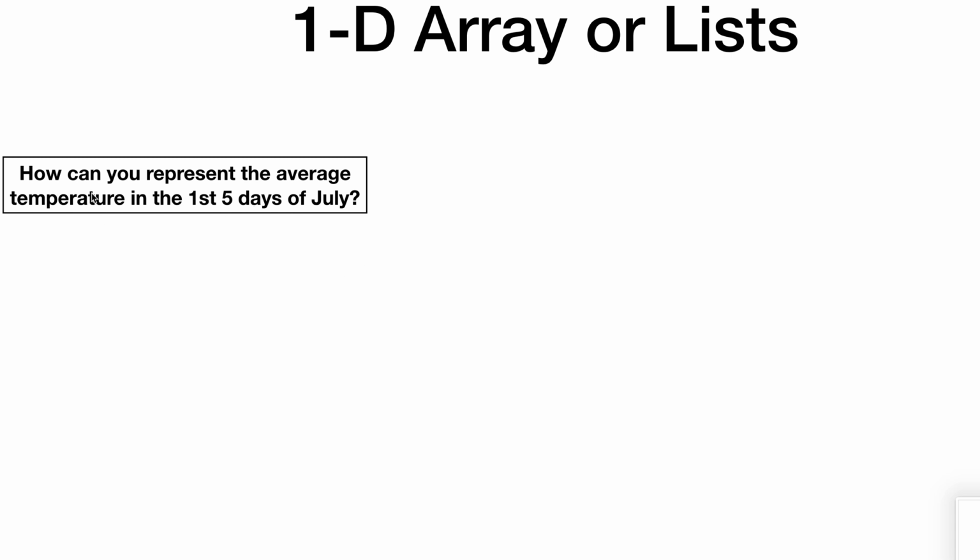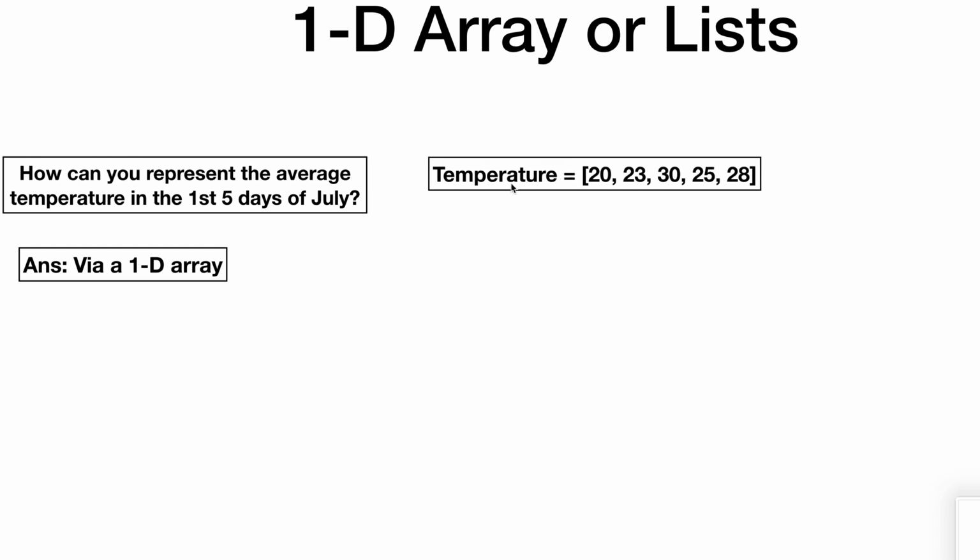How can you represent the average temperature in the first 5 days of July? Answer, or one answer, would be via a one-dimensional array or a list. Let's look at a list. Temperature, the name of the list or the one-dimensional array, equals, and it contains 20, 23, 30, 25, 28. So you can see all this information is held in a list, which is called temperature.